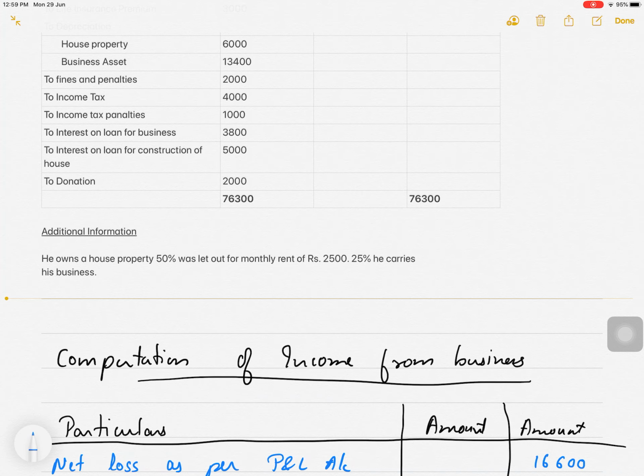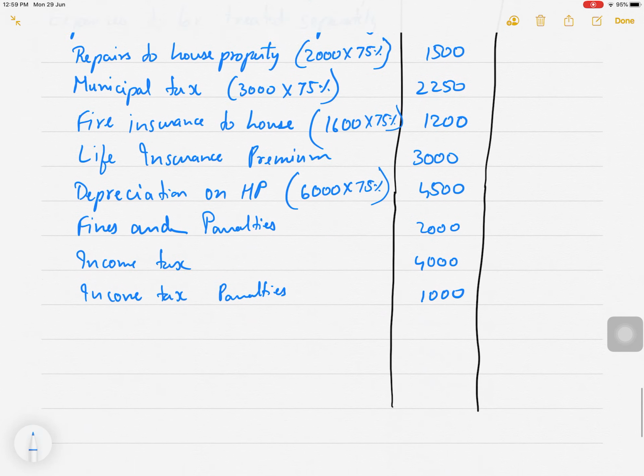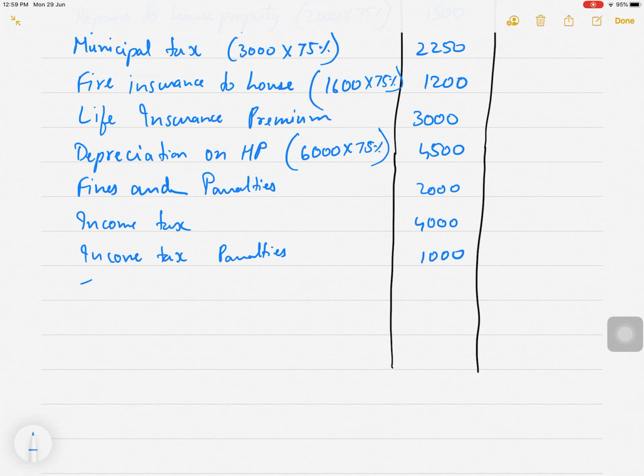Next. Interest on loan for business 3,800, it is a business expenditure. Interest on loan for construction of house. Again, in this house 25% is allowed, and the remaining 75% is disallowed. The remaining 75% you can claim when you are calculating income from house property. So to interest on loan for construction of house.